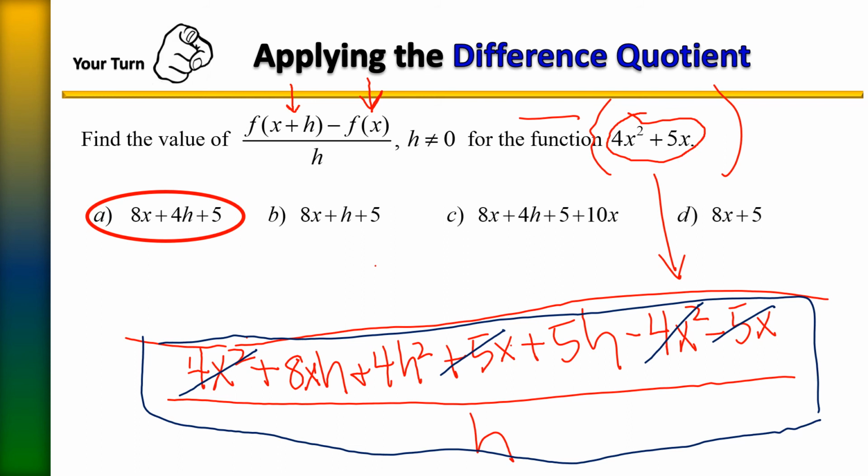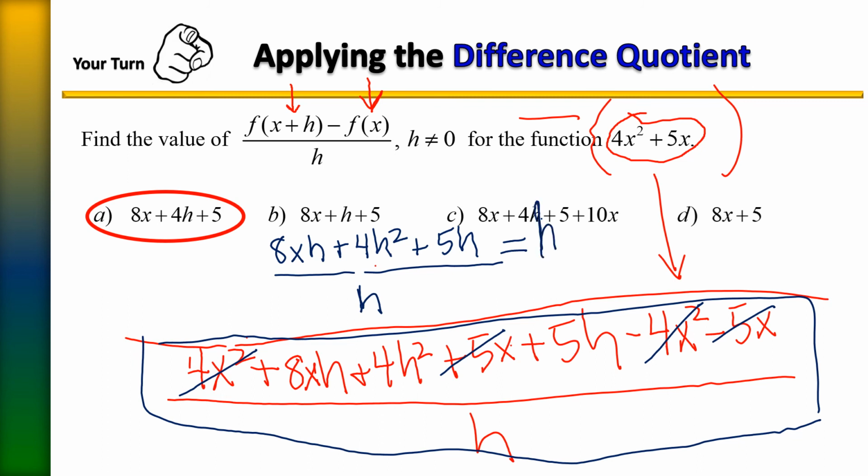All right, so what we are left with is 8xh plus 4h squared plus 5h, and all over h. Now you notice I kept saying h there up top. So there's a common factor of h that we can take out of each one of those terms in the top. So when we take the GCF of h out, what we're left with here, and let me erase that arrow that's in the way there.